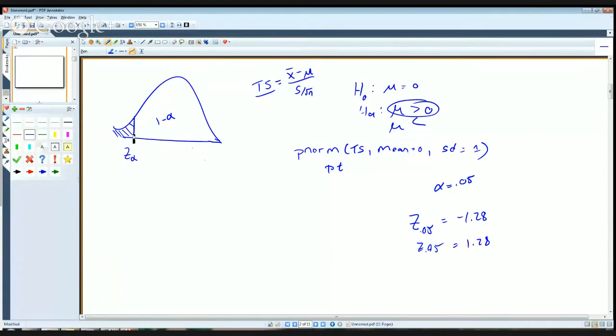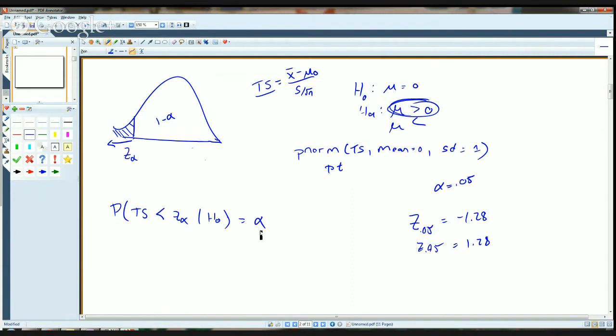Imagine if we set it there, but we're testing greater than. If we set our rejection region as this region, let's look at that probability. That's the probability our test statistic is less than Z alpha under the null hypothesis, under the null hypothesis that mu is mu naught. That will still be alpha, actually. So it turns out that our type 1 error rate will hold whether we reject for the large value or the small value.